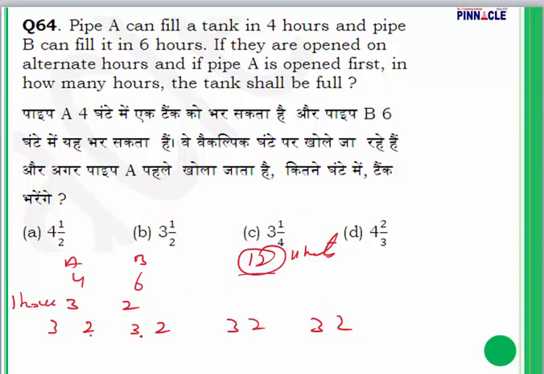3 plus 2 is 5, plus 3 is 8, plus 2 is 10. Now 10 units have gone, and 2 plus 2, 4 hours have gone. Now 2 units are left and it is the turn of A, and A fills 3 units per hour instead of 2. So A will take 2 by 3 hours. So 4 plus 2 by 3 is the answer. Answer is D in this case.